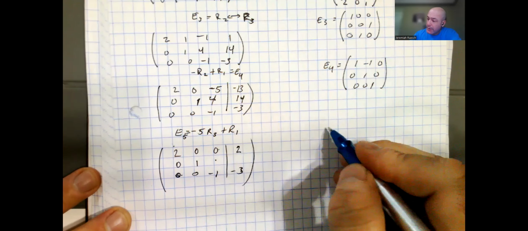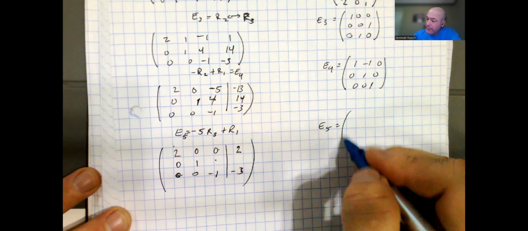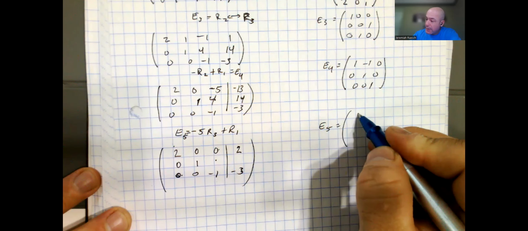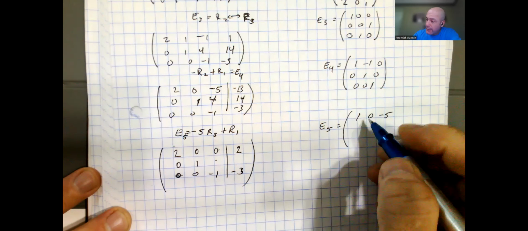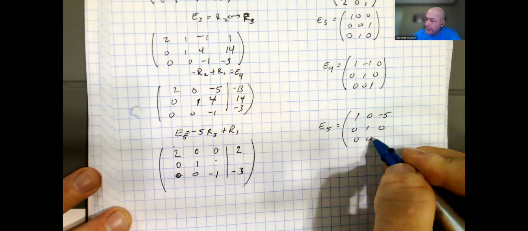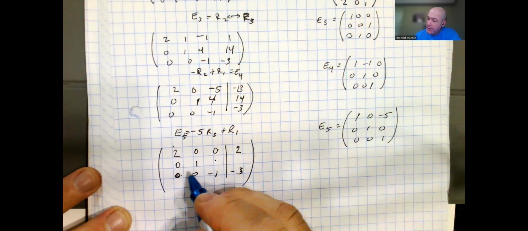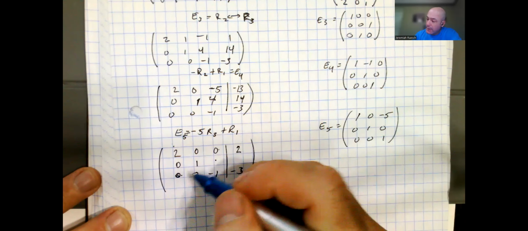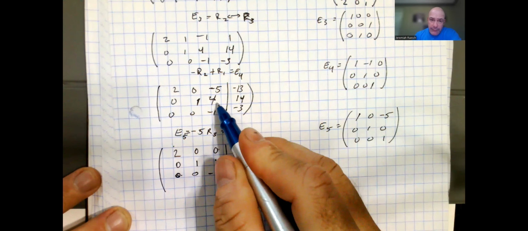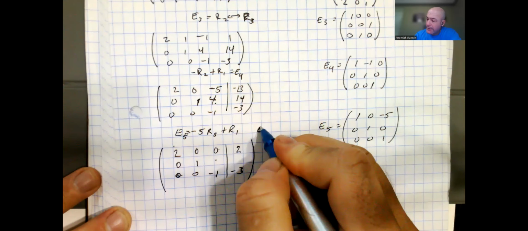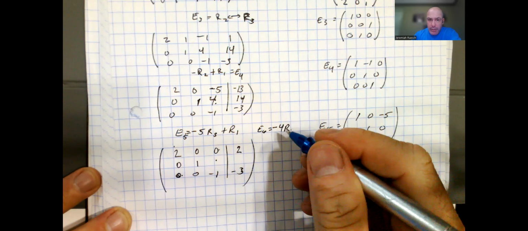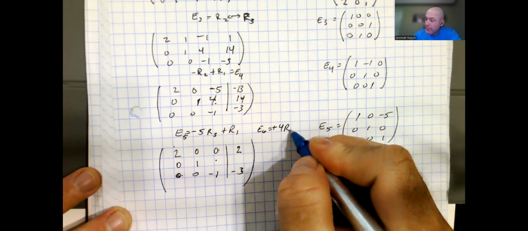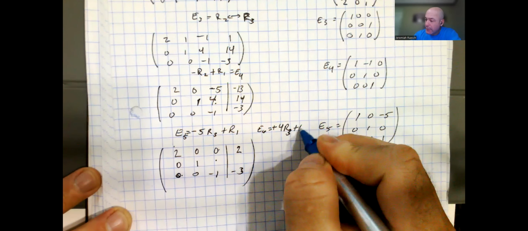Okay. So our E5 then, of course, is going to be 1, 0, negative 5, 0, 1, 0, 0, 0, 1. Okay, so that's E5. And then to get rid of this 4 here, I'm going to take my E6, going to be negative 4 times row. Actually, no, it's going to be positive row 1, row 3, and adding it to row 2.